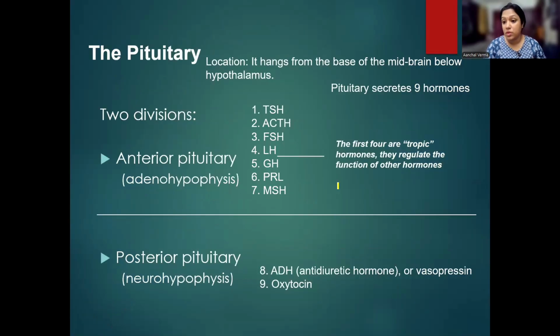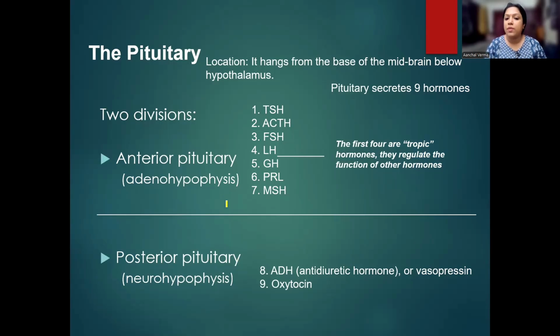Next one, the pituitary, the master gland. Now, master gland, it hangs on the base of the midbrain below the hypothalamus. A small pea-shaped gland located at the base of the hypothalamus is pituitary. It has got two lobes, anterior and posterior. A has got many hormones. P has got two hormones. Okay. So anterior hormone adenohypophysis and posterior hormone neurohypophysis based on the stimulation they get.